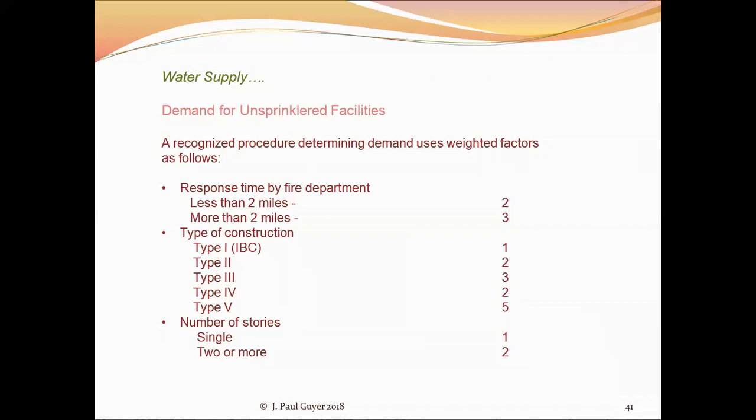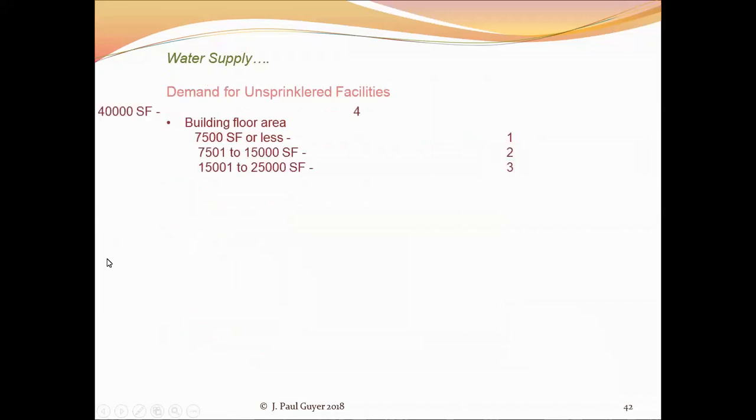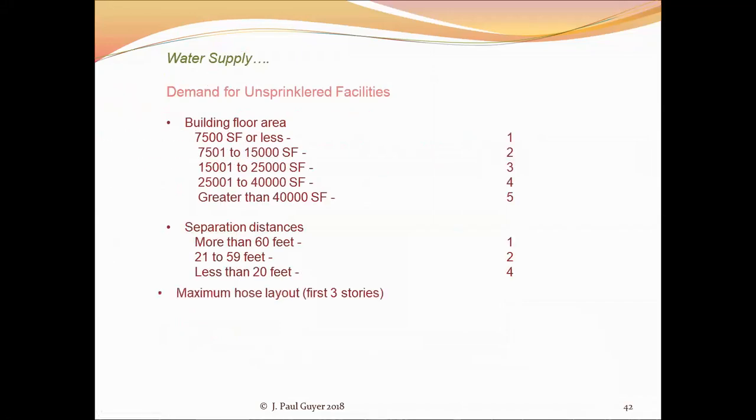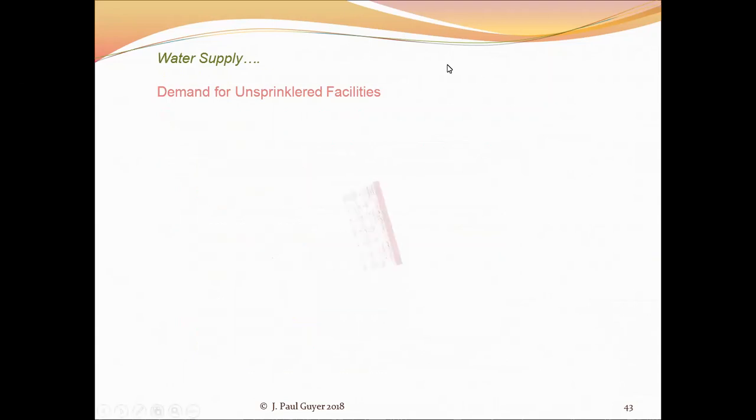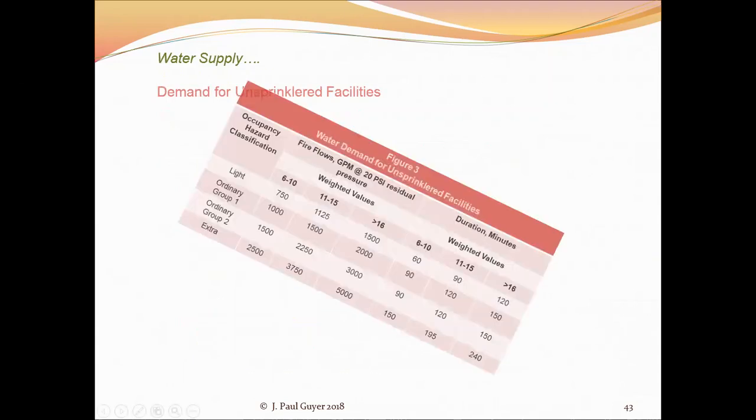Number of stories in your building: 1 story, 1 point; 2 or more stories, 2 points. And it doesn't matter if your building is 20 stories or 40 stories, it still gets only 2 points. It's counterintuitive, but it works. Building floor area, 7,500 square feet or less, your building gets 1 point. On up to greater than 40,000 square feet, gets 5 points. If your building is 200,000 square feet, doesn't make any difference. It still gets only 5 points.